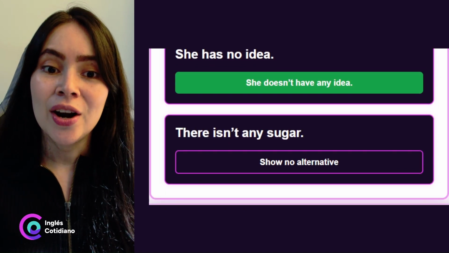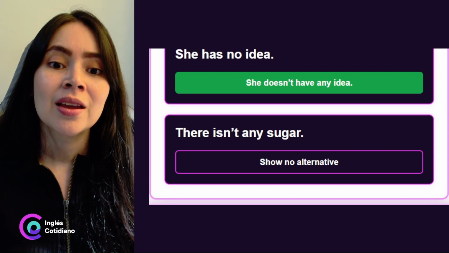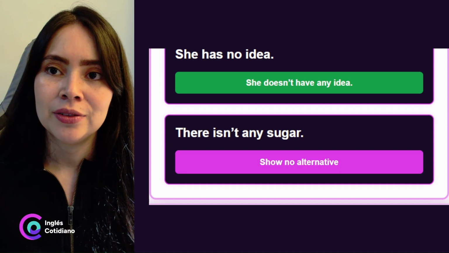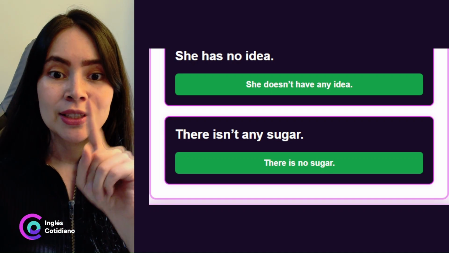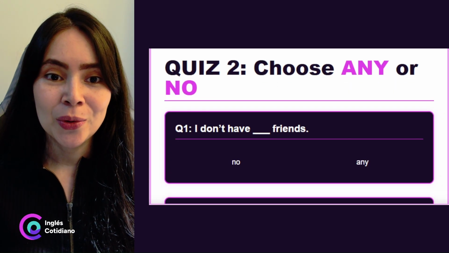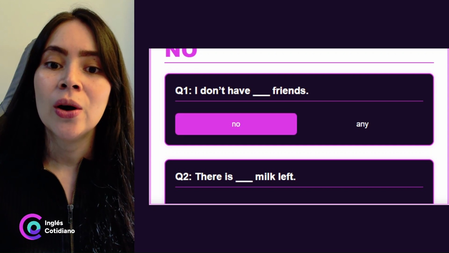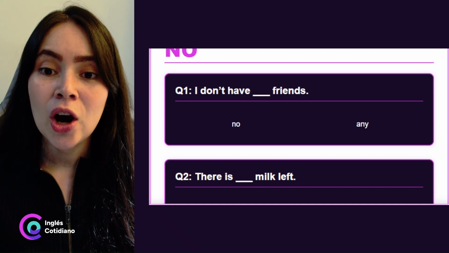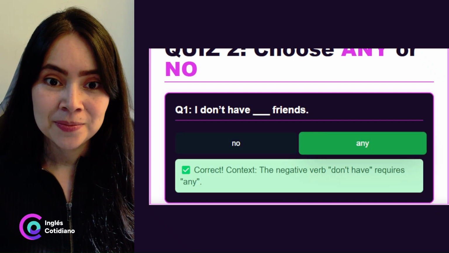The next example is there isn't any sugar. Another way to say that is using the word no in an affirmative sentence. For instance, there is no sugar. Let's practice a little more with this other quiz. Example number 1, I don't have. There are two options, no or any. The correct option for this is I don't have any friends.